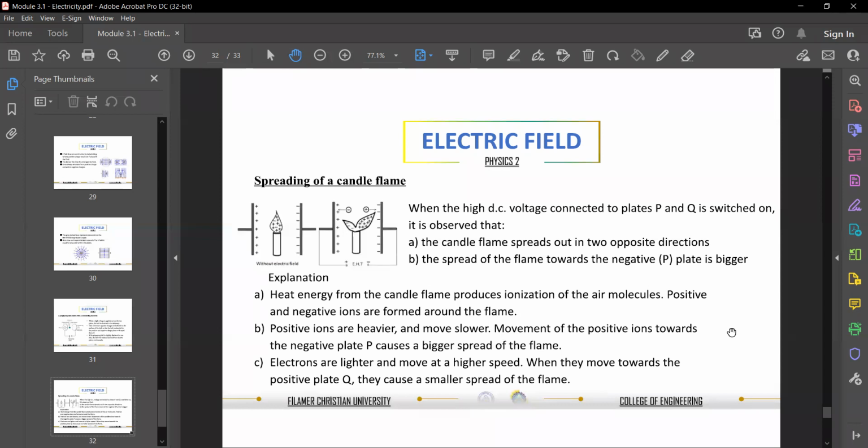So when they move towards the positive plate, dito sa kanan, dito sa kaliwa, they cause a smaller spread of the flame. So ito yung reason bakit maliit lang yung dito, pumunta dito sa positively charged, then dito sa negatively charged malaki. Okay, so it depends or it varies, no, sa mass.